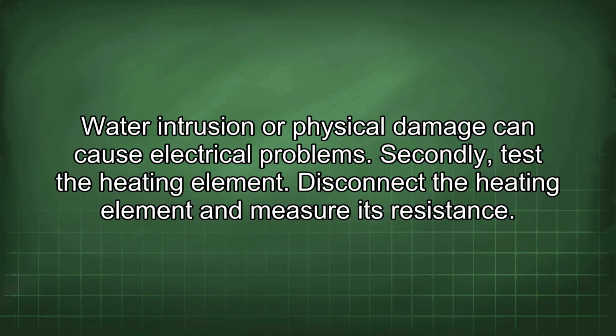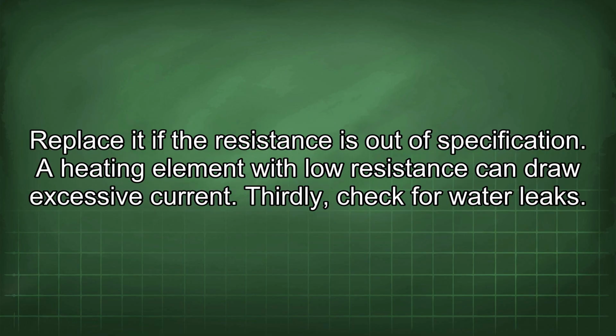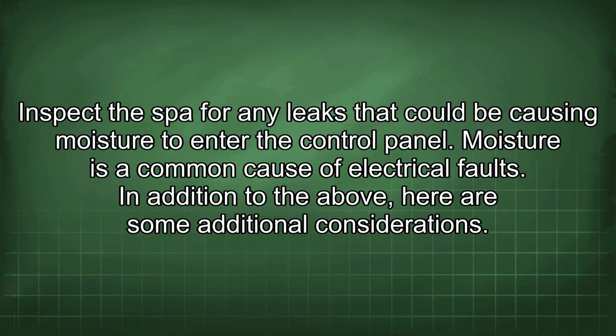Secondly, test the heating element. Disconnect the heating element and measure its resistance. Replace it if the resistance is out of specification. A heating element with low resistance can draw excessive current. Thirdly, check for water leaks. Inspect the spot for any leaks that could be causing moisture to enter the control panel. Moisture is a common cause of electrical faults.